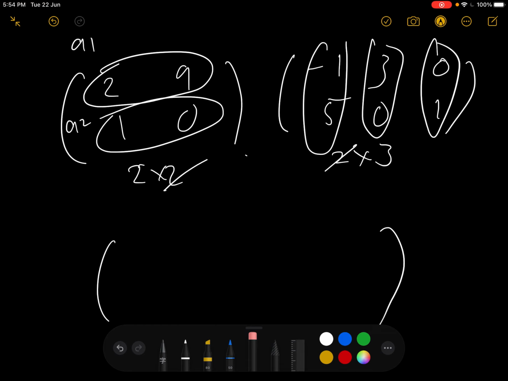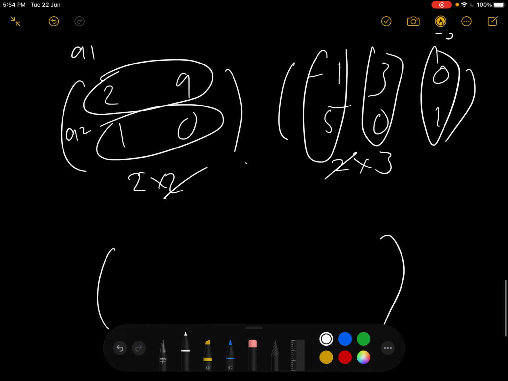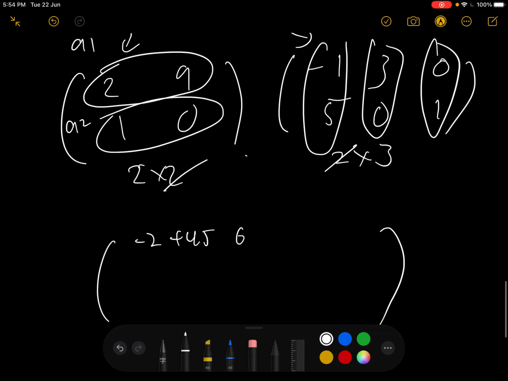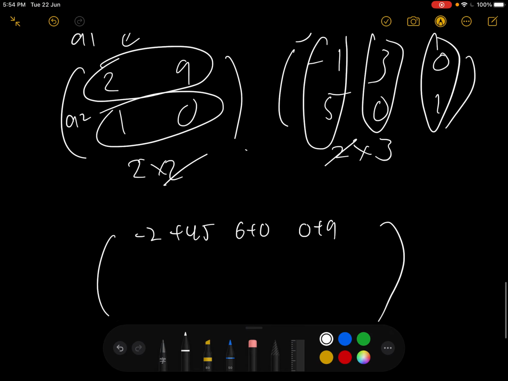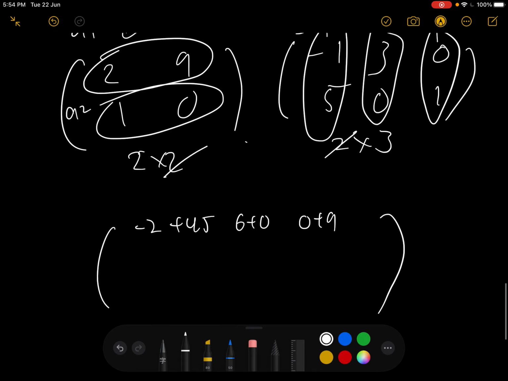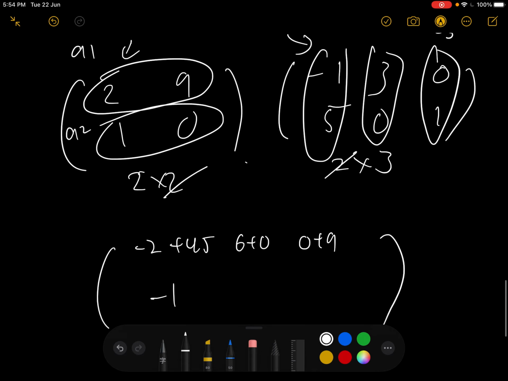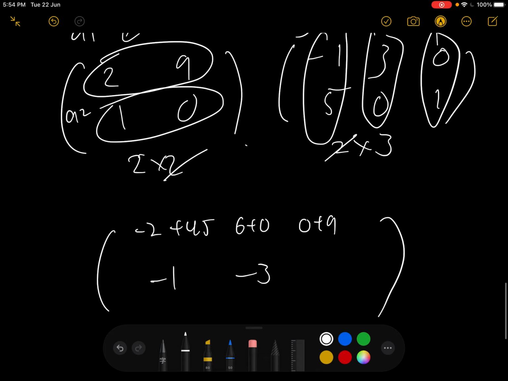So the way you want to multiply is you want to multiply each of them by the corresponding slot. So 2 and -1, so that's -2. And then 9 times 5, which is 45. And then add them together. And then follow. So 2 times 3 is 6. And then 0, so it's plus 0. 0 and 9, so it's 0 plus 9. -1 and 0, so it's -1. -3 and 0, so it's -3. And then 0.